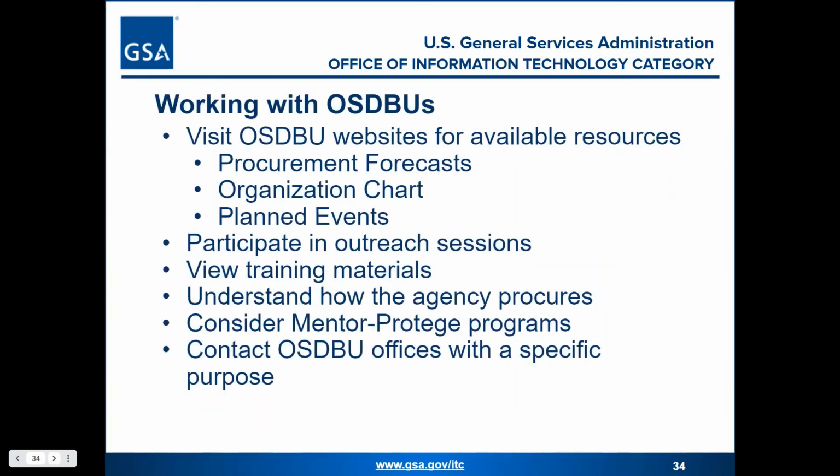These websites could include things such as their procurement forecast for the upcoming year, such as needs, requirements, etc., an organization chart with points of contact, and upcoming planned events. So that actually might provide you with training that they are giving on their solutions, their requirements, their needs, or generalized training that they might provide on how to work with that particular agency.